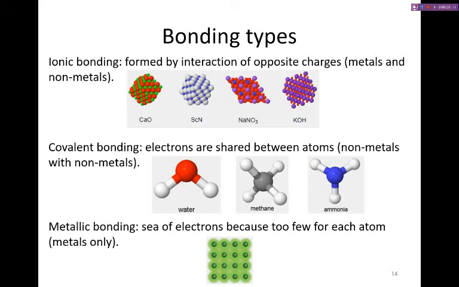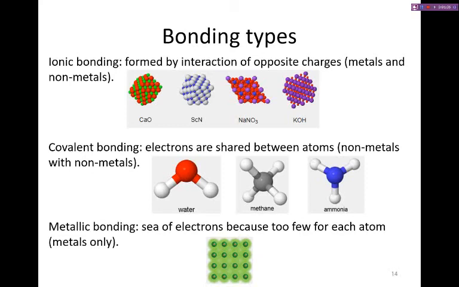To review, we've looked already at these three types of bonding in brief, but we're going to go into more detail about covalent bonding. Ionic bonding is when we have interactions of opposite charges, and that's found when metals and nonmetals interact with each other. The metal gives up its electron, and the nonmetal receives the electron. Covalent bonds are made up between mostly nonmetals, and they result in shared electrons.